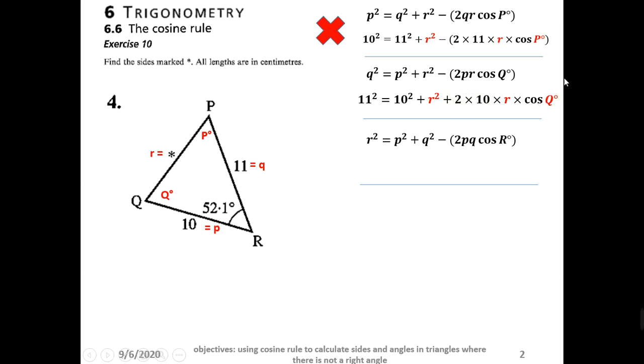We forgot to place the brackets here. Please don't forget to place the brackets. And here it's a minus. This is by mistake. Okay? Let's now substitute. But anyway, we can't solve this equation because I have two unknowns, which is R and Q.